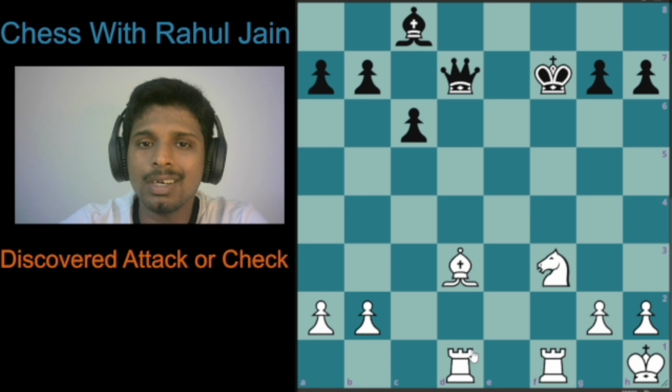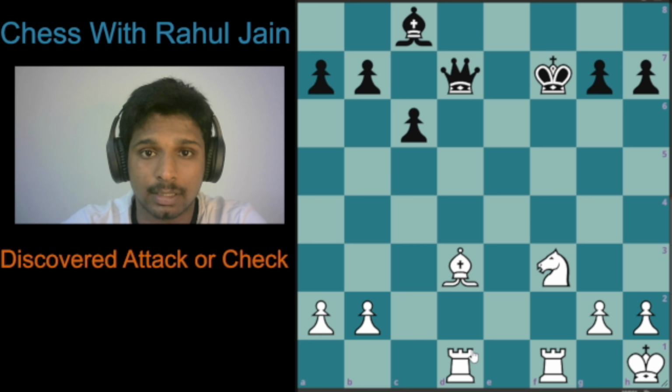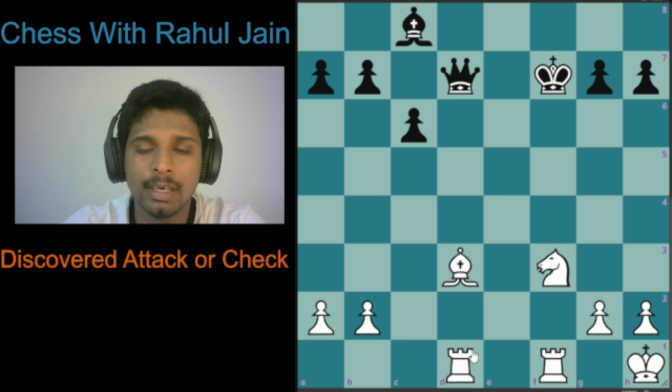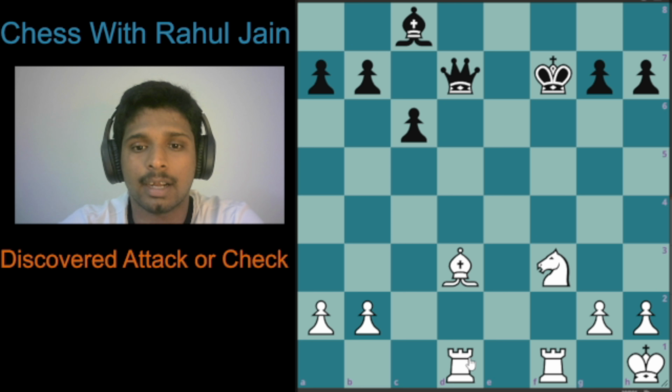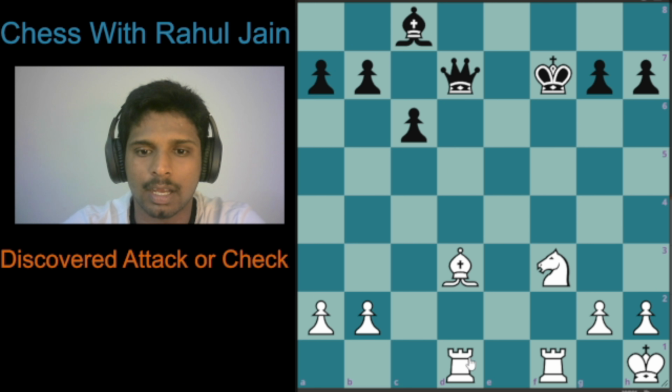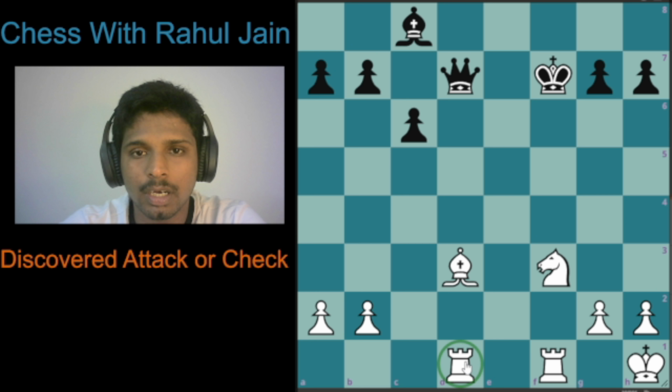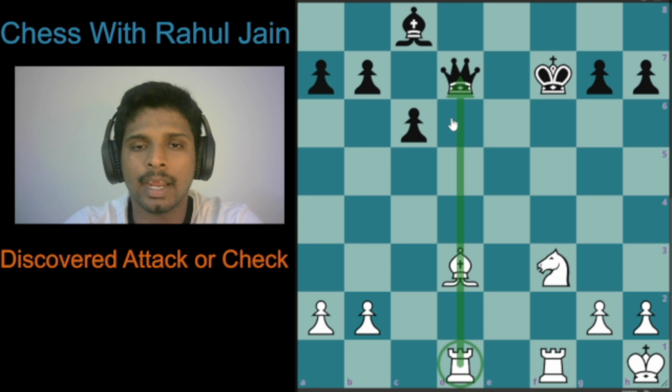To learn discovered attack, you need to know what is X-ray first. I think we already learned X-ray in the skewer, in pin and other things. So in this position, X-ray is an indirect attack. Indirect attack is called a X-ray. X-ray could be a defense, it could be an attack. Indirect attack or indirect defense, that is this rook on d1, which is attacking the queen indirectly. It is not attacking directly.